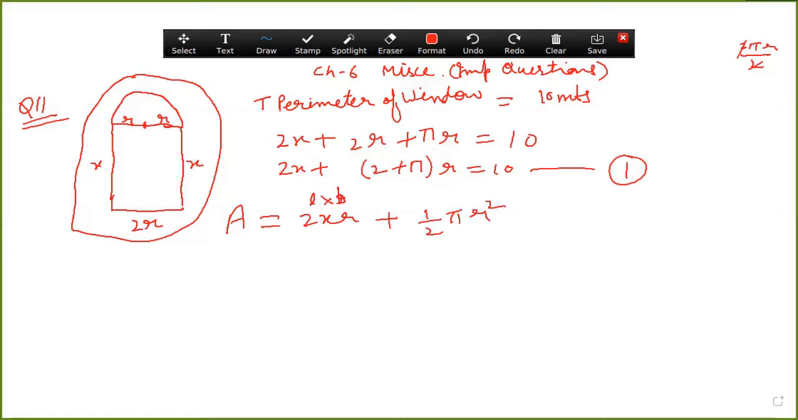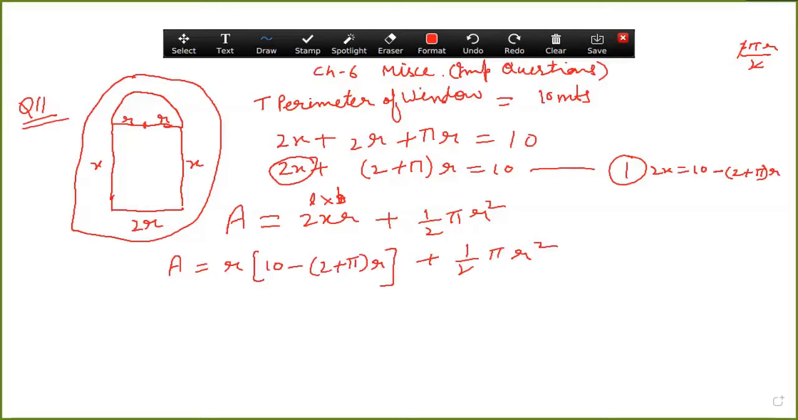This is the area. Now, what value can we put here, so that it becomes one variable? We can put the value of 2x, which is the easier one to put. What is 2x? 2x is equal to 10 minus (2 plus pi) into r. We put the value of 2x from the first equation in the area, taking r outside, and it becomes r times (10 minus (2 plus pi) into r) plus half of pi r square. Now simplify it: this becomes 10r minus (2 plus pi) into r square plus half into pi r square.